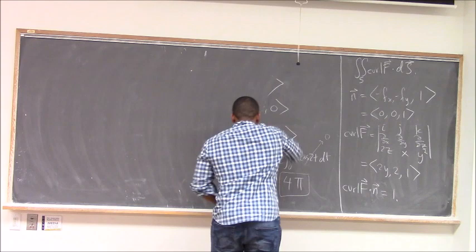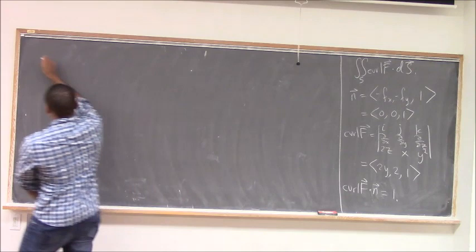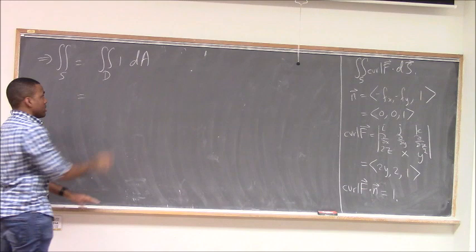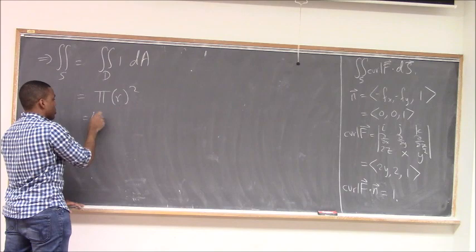But here we're just integrating 1. So the double integral over S is just going to be the double integral over D of 1 dA, which happens to be what? Pi r squared, the area of the circle. And the r was 2. So it's 4 pi. You get the same answer.